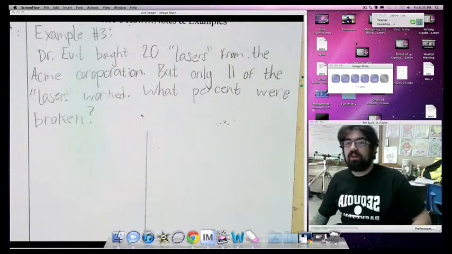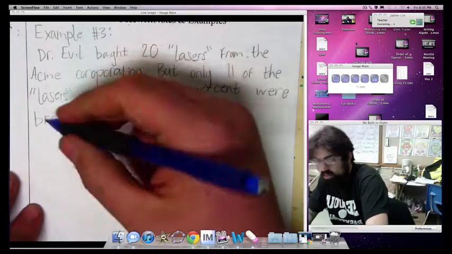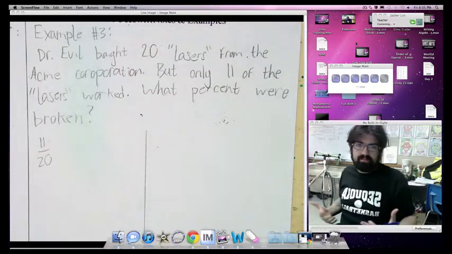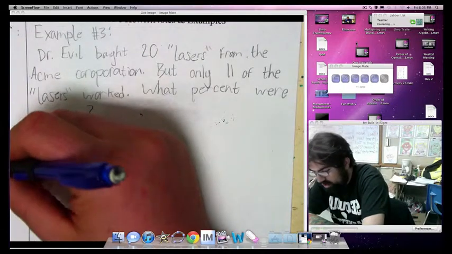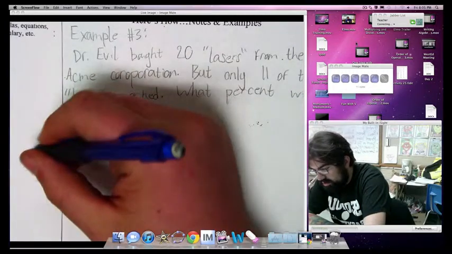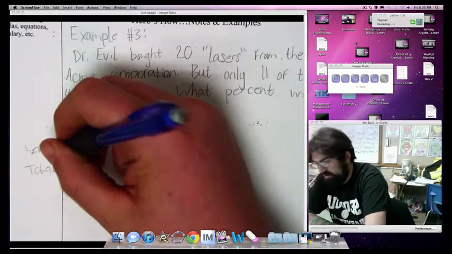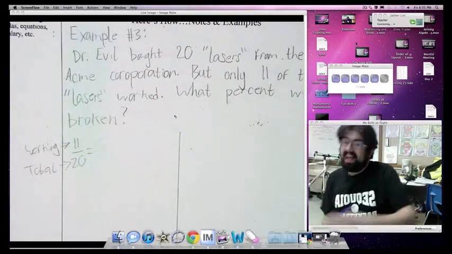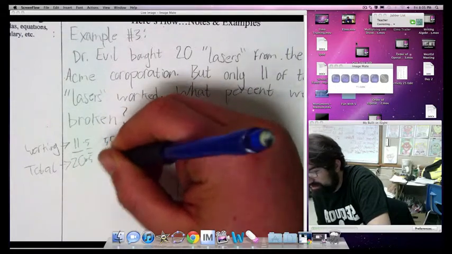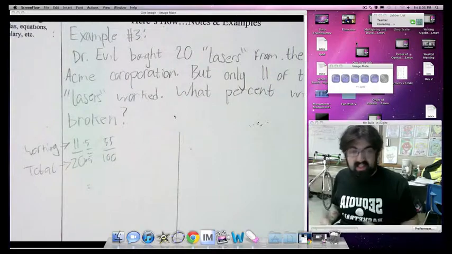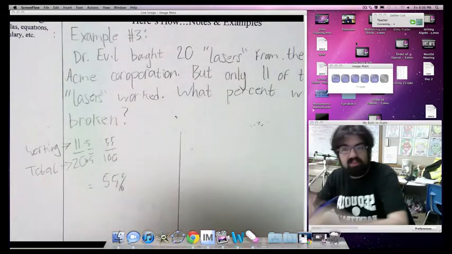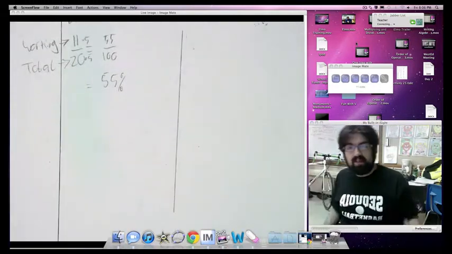Well, we can figure out what percent were working pretty easily. I can make a fraction, and this is the number that were total, and these ones were working. I can times this by 5 and this one by 5, and I get 55 over 100, which, if it's divisible by 100, is automatically 55%. Sick. What does that percent mean?